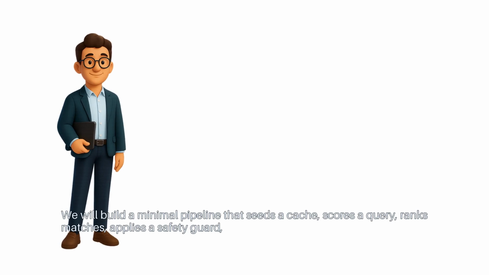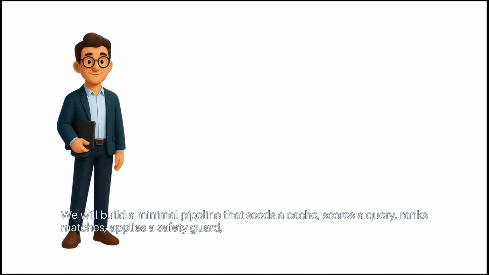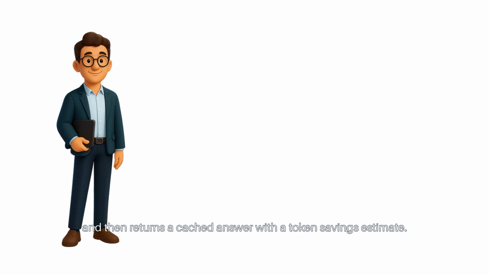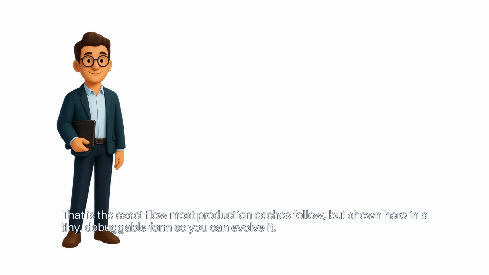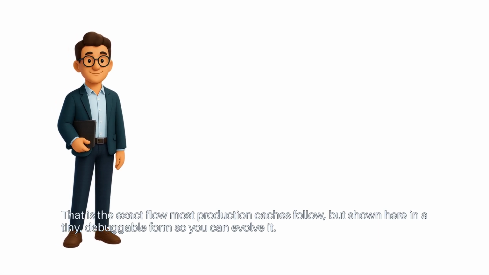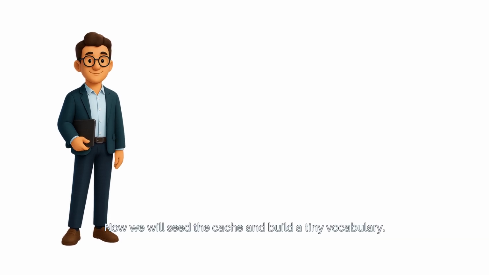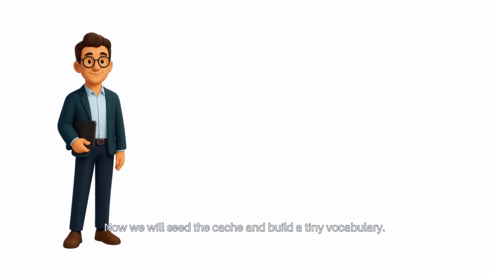We will build a minimal pipeline that seeds a cache, scores a query, ranks matches, applies a safety guard, and then returns a cached answer with a token savings estimate. That is the exact flow most production caches follow, but shown here in a tiny, debuggable form so you can evolve it. Now we will seed the cache and build a tiny vocabulary.